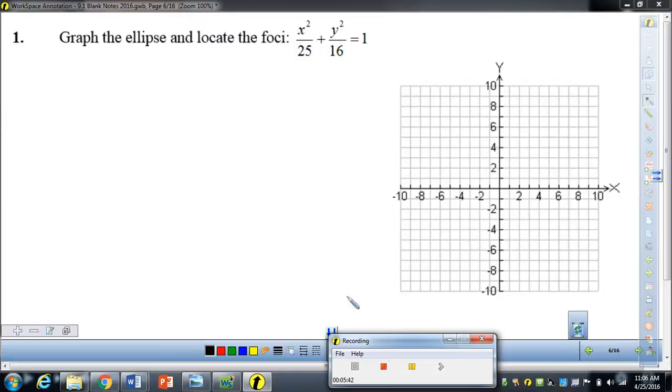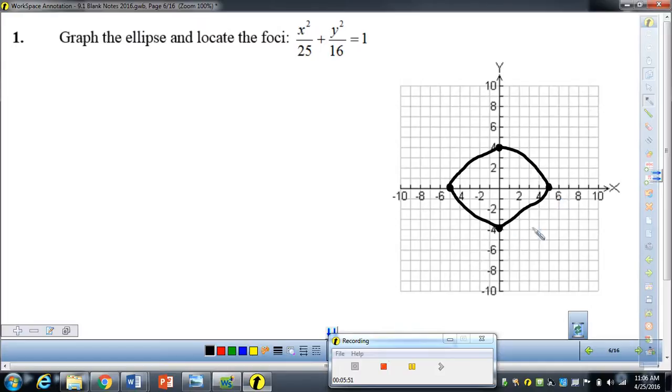All right, let's look at another example where we're going to make the graph and also locate the foci. So we can start by looking at the denominator of the x squared, which is 25. The square roots of 25 are -5 and 5. And the denominator of the y squared is 16. The square roots are +4 and -4. Let's go ahead and connect these to make it into that oval-shaped ellipse.